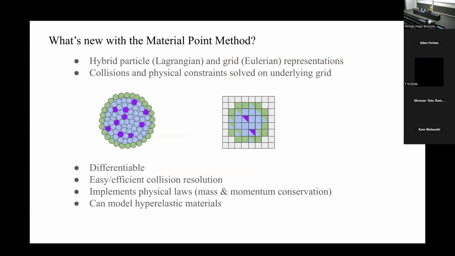So yeah, what's the material point method? It's a combination of a particle-based method and a grid-based method, where you basically have two different representations of your material that you switch between. And so you get the flexibility of a particle-based simulation method and the computational tractability of grid operations. The material point method is differentiable. It's easy and efficient, and it's actually physically realistic.